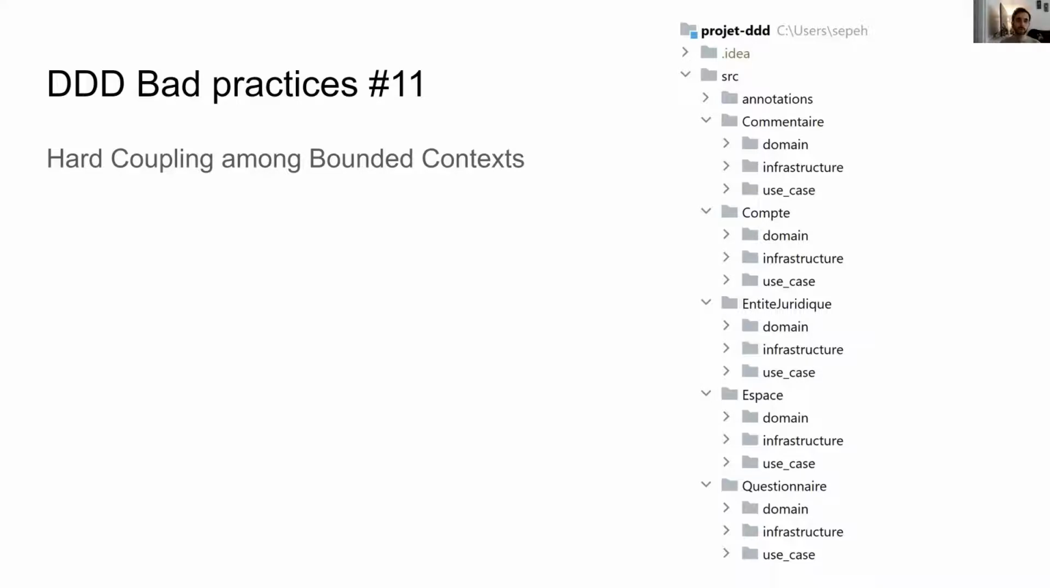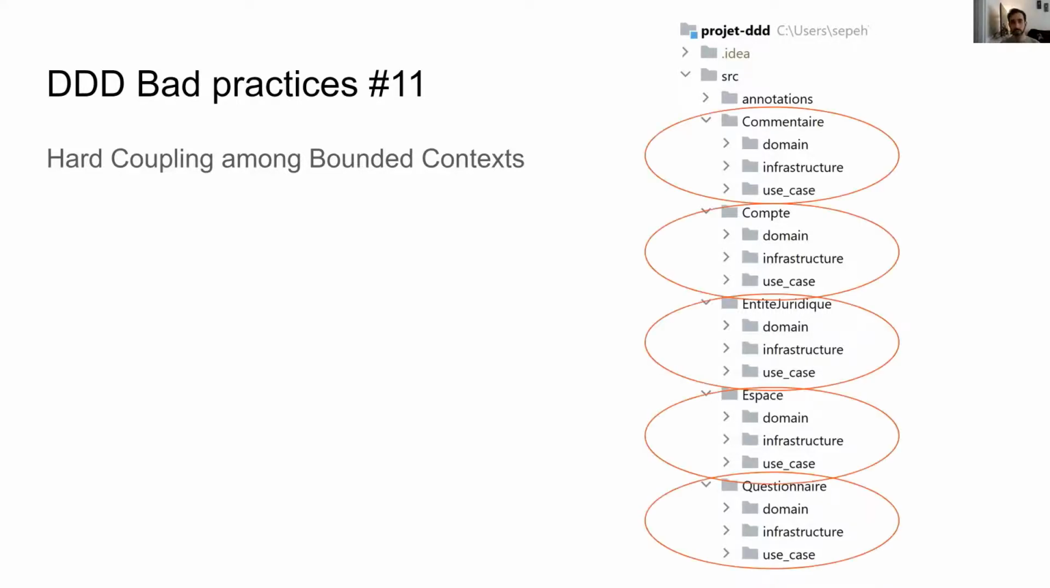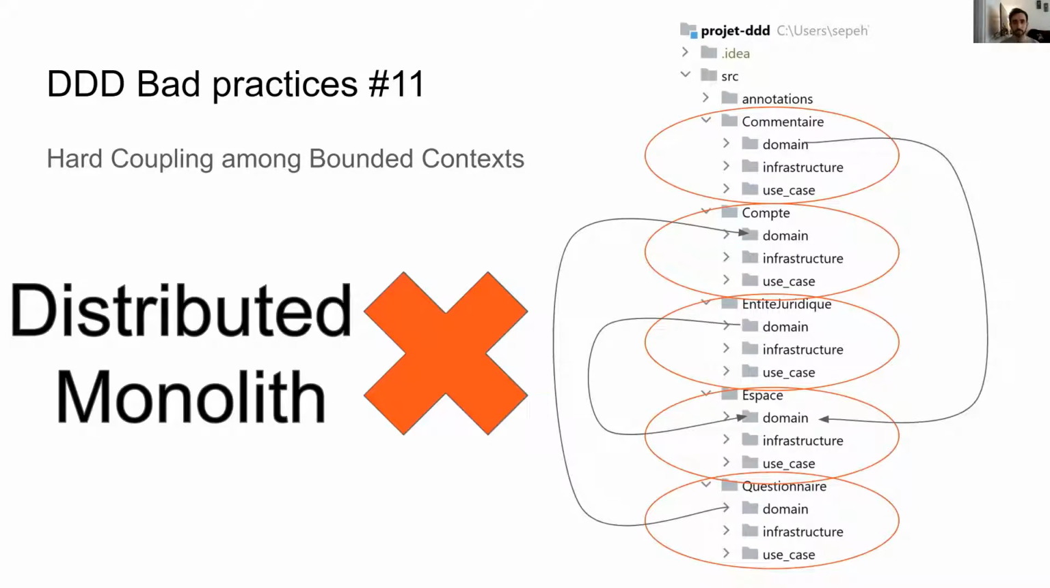Another kind of hard coupling between bounded contexts, you can see here in this DDD project, we have different bounded contexts. They are well structured, and they seem to be independent. But the problem comes when the objects of each bounded context call each other. So in this kind of system, you have just a distributed monolith. You have just a monolith that you organized otherwise. And so you still have coupling between your bounded contexts.